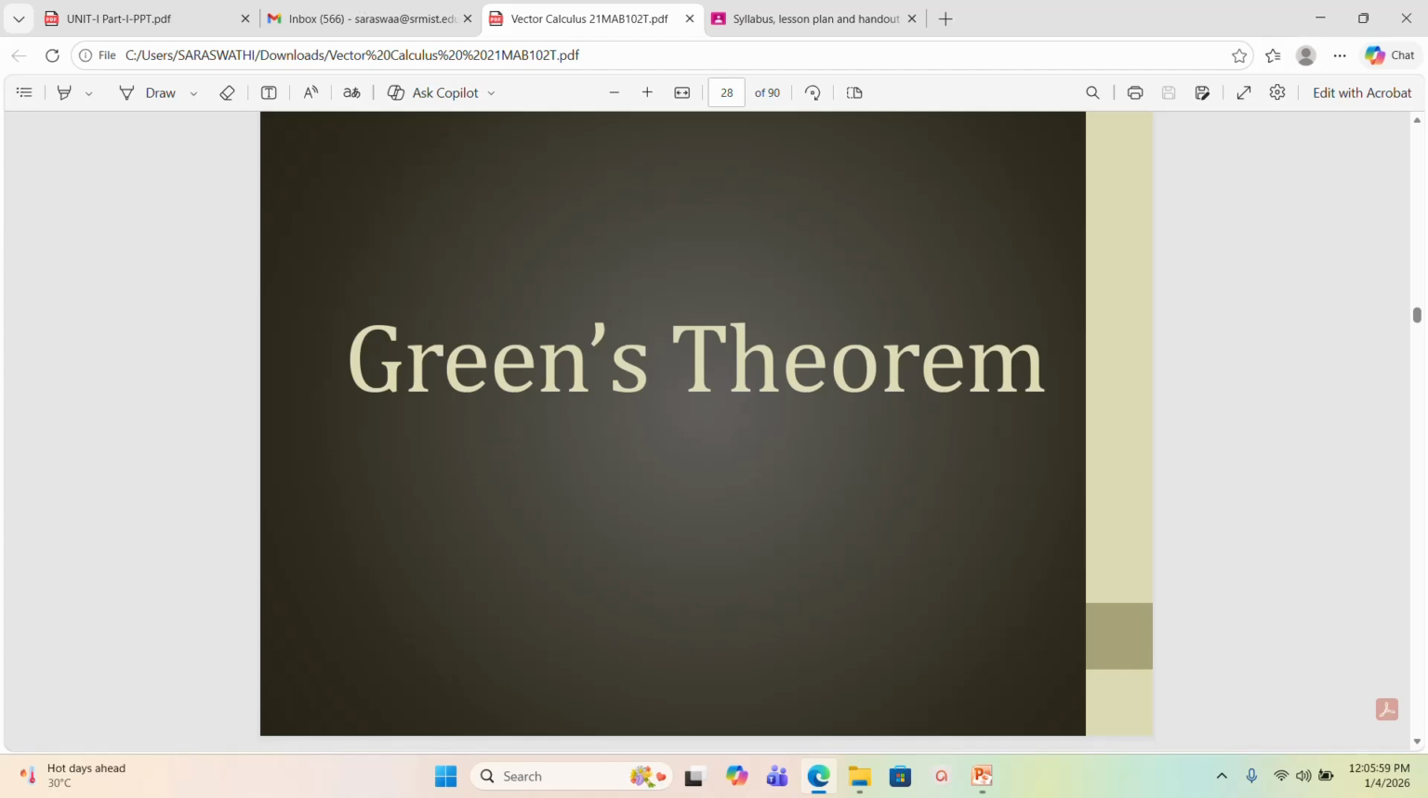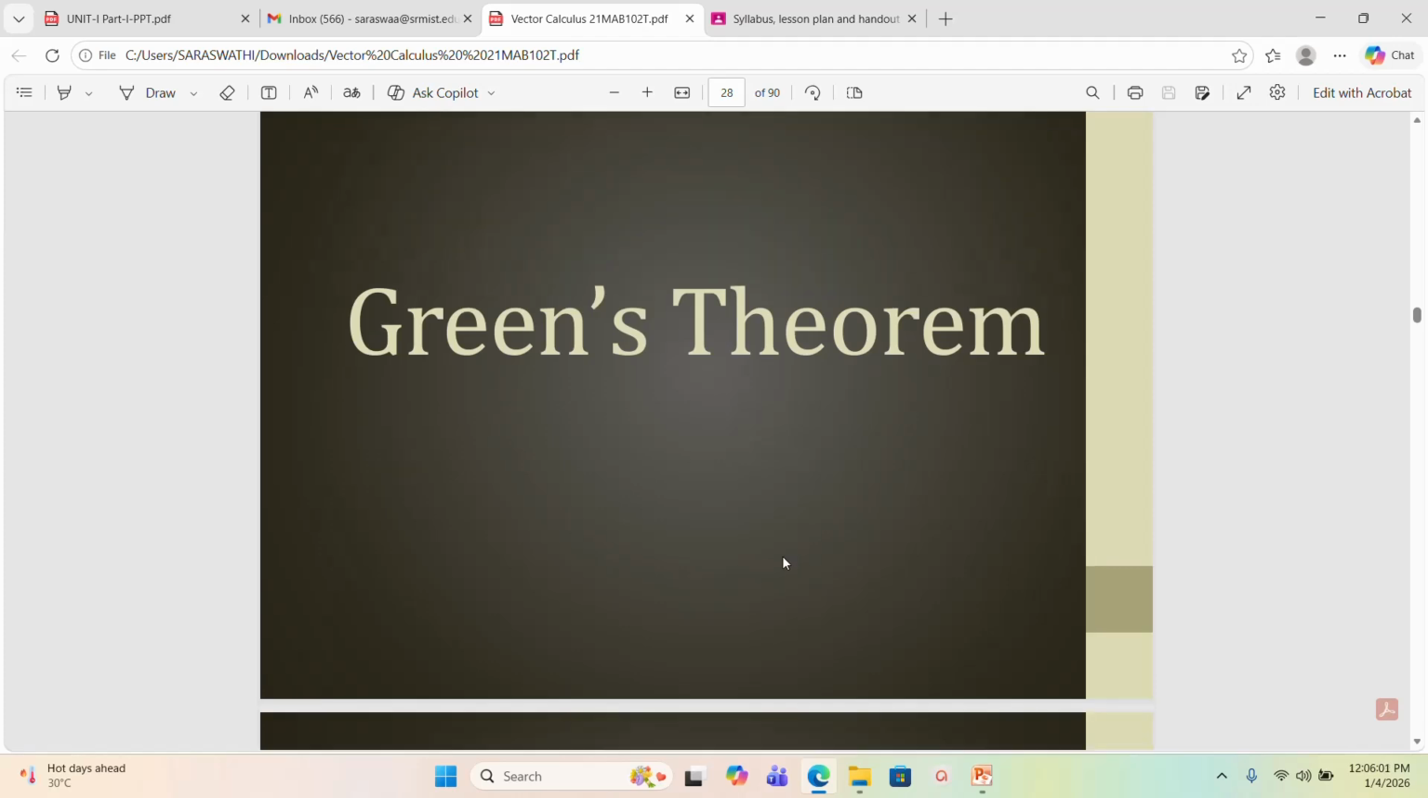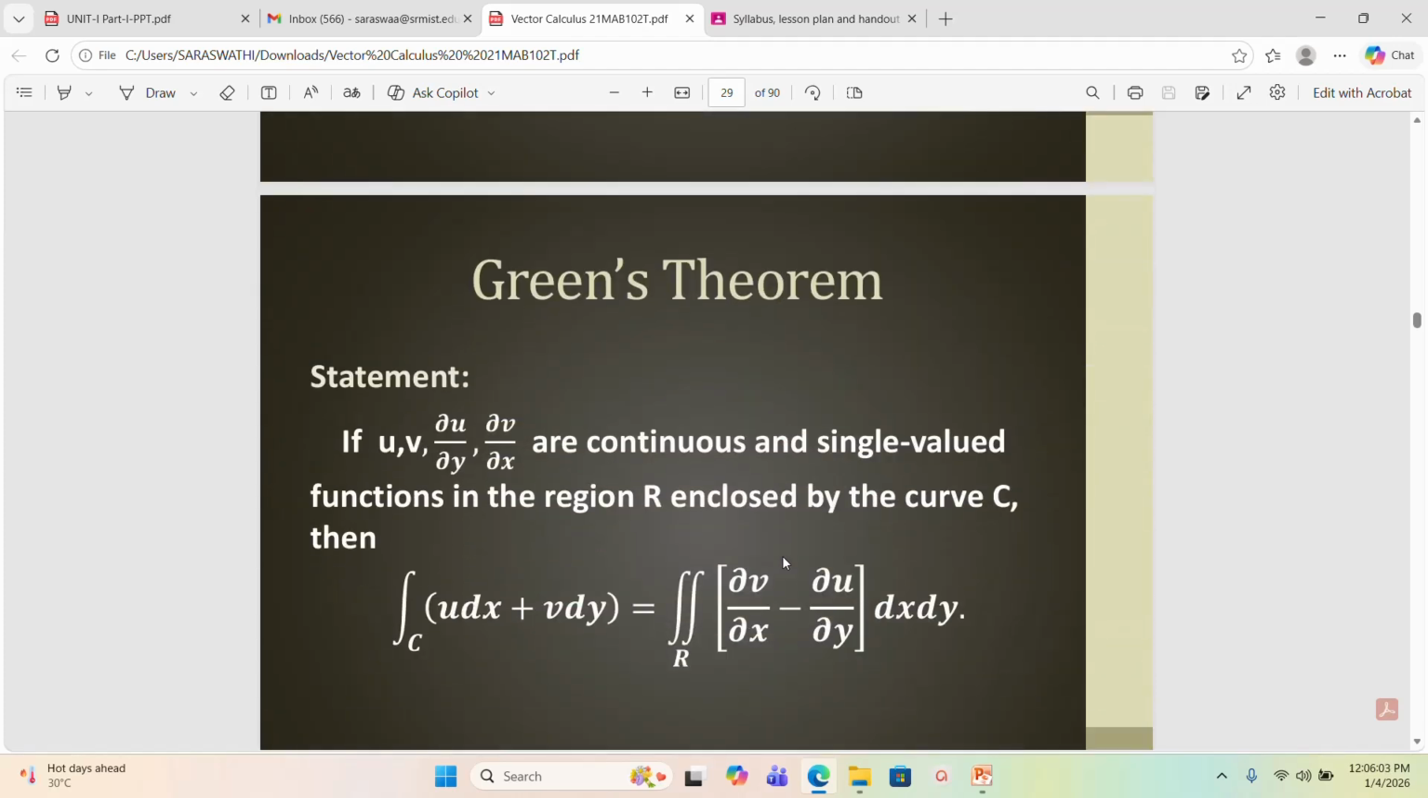Now from unit to Green's theorem. The statement of the Green's theorem.